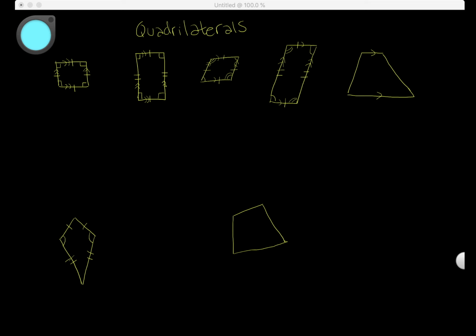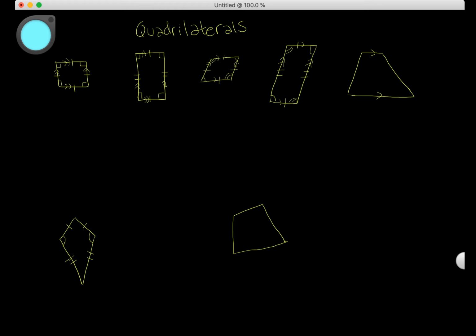All right, the properties now of quadrilaterals. I've already drawn these out for us. Quadrilaterals are geometric shapes that have 4 sides. So triangles have 3 sides, quadrilaterals have 4 sides. You can remember that as quad, which means 4.